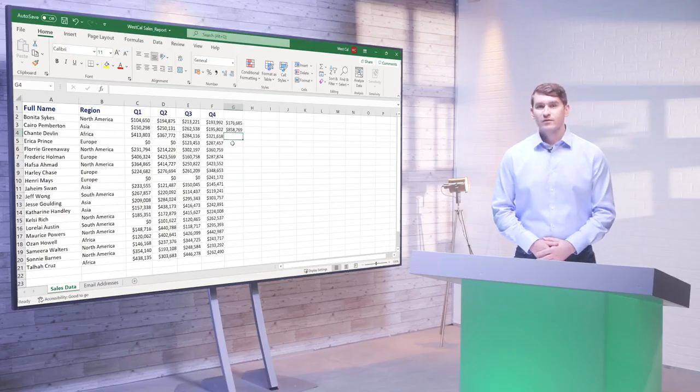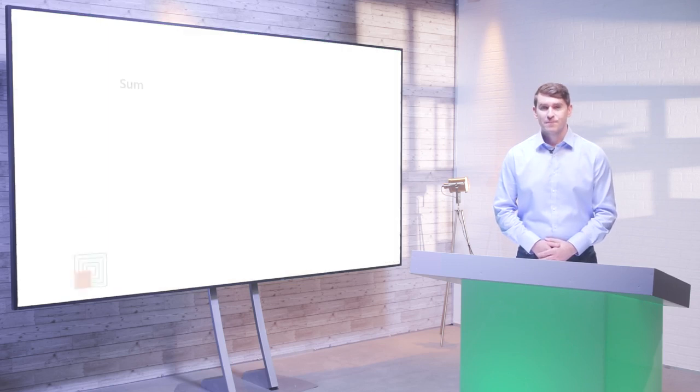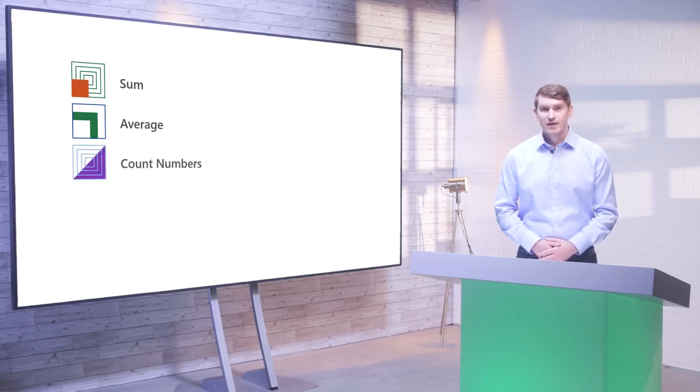Let's take a quick look at the functions available in the AutoSum menu. Sum adds values in a specified range. Average determines the average value in a range. Count numbers determines the number of cells that contain a numeric value in a range. Max finds the highest value in a range, and Min finds the lowest value in a range.